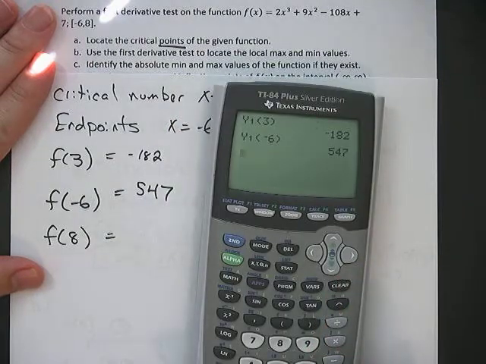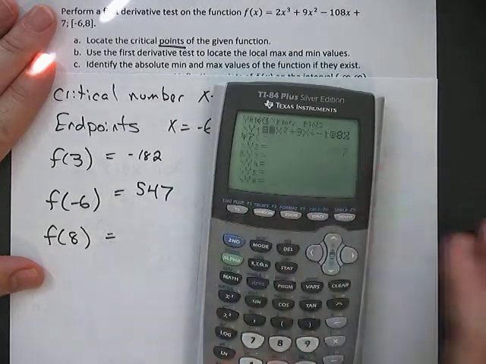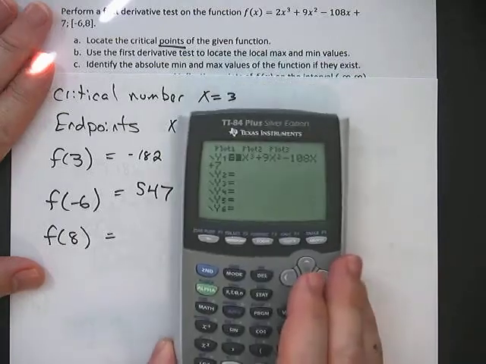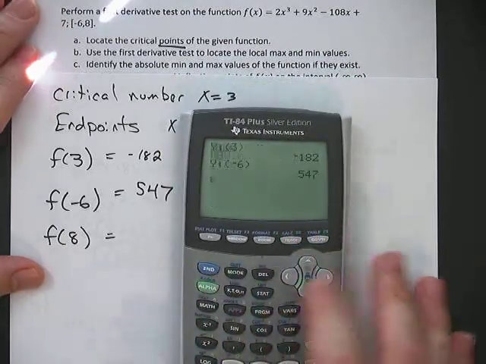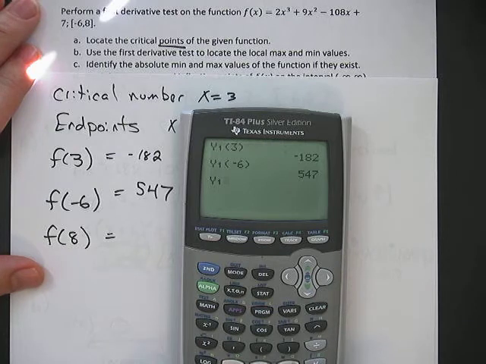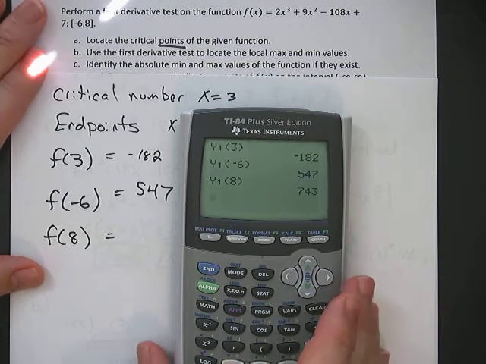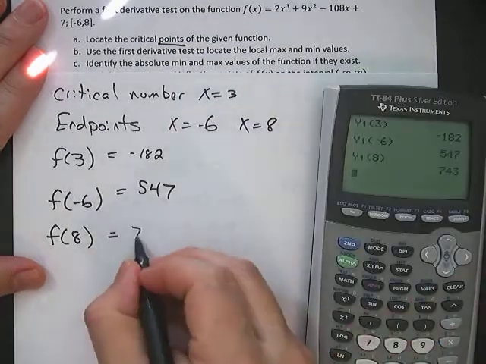Okay, and then we've got, let me make sure I got that function typed in right. I never actually looked. Yeah, okay. And then we've got vars, y vars, enter on 8. Okay, so we've got 743.